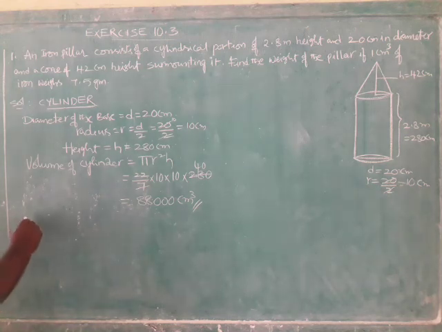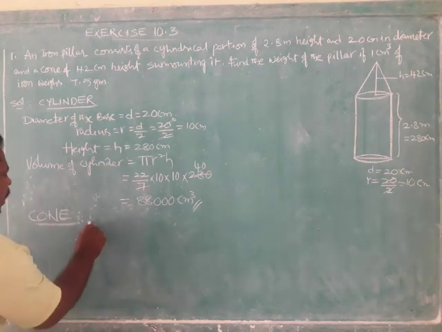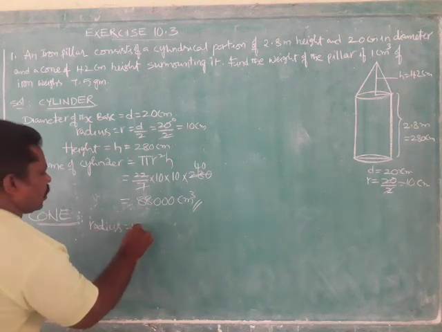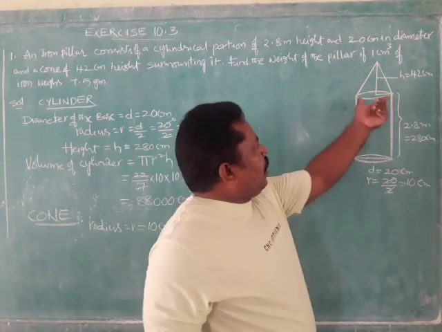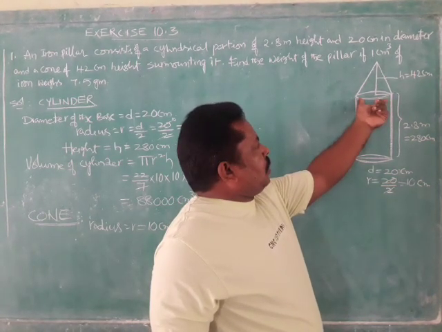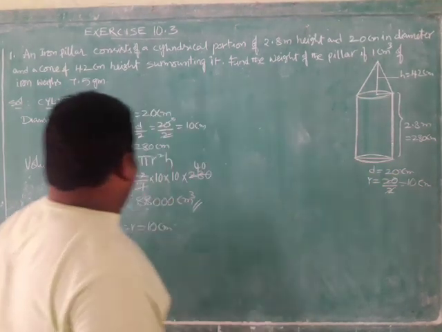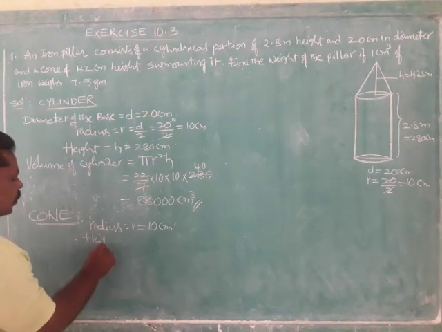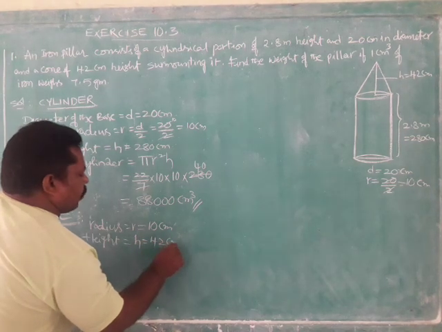Now, the second case, the cone. In this, what is the radius? Radius R is equal to 10 centimeters. Why? Because the bottom end of the cylinder and the top end of the conical portion are the same; both are circular in shape. The diameter is 20 centimeters, that's why 10 centimeters is the radius. And what about the height? Height of the cone H is equal to 42 centimeters, as given.